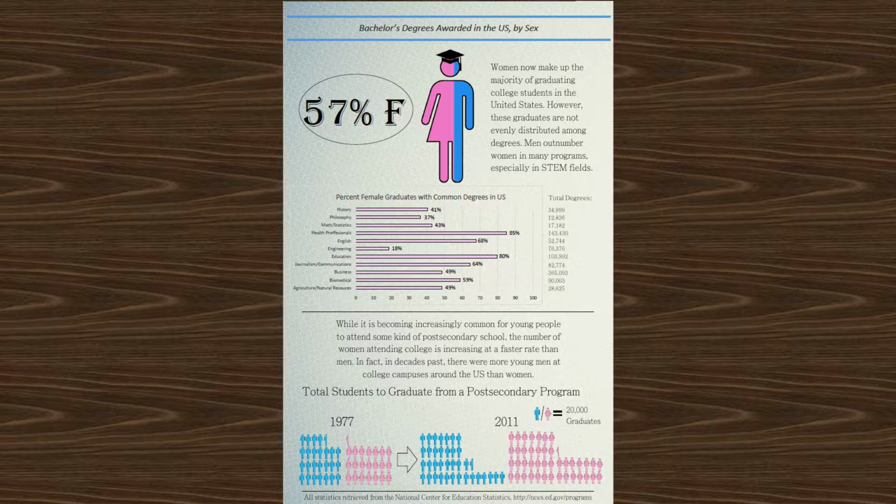This video is meant to explain some of the decisions that went into creating this graphic. The first thing that you'll probably notice is the color. I decided to use this color scheme in order to quickly convey some of the information on the infographic.